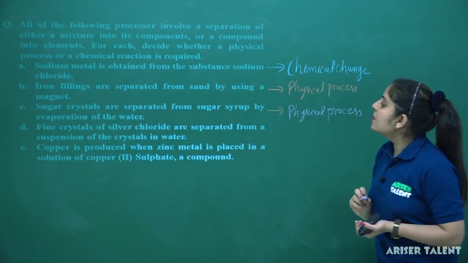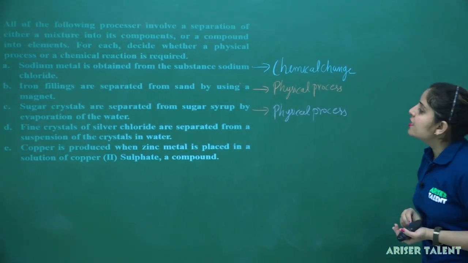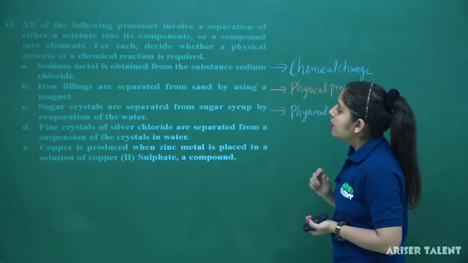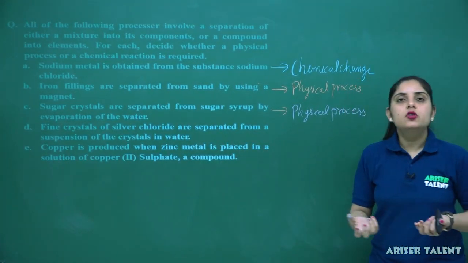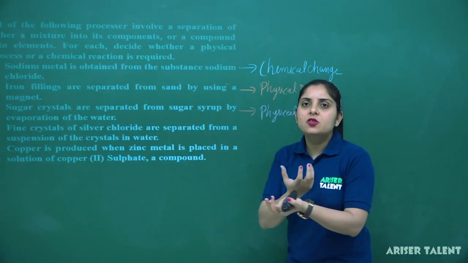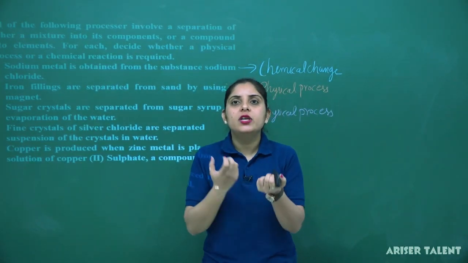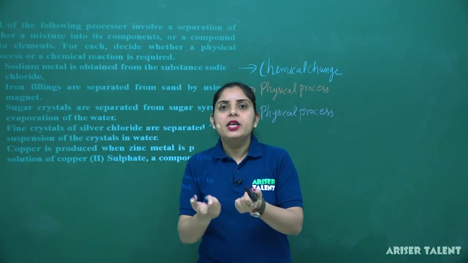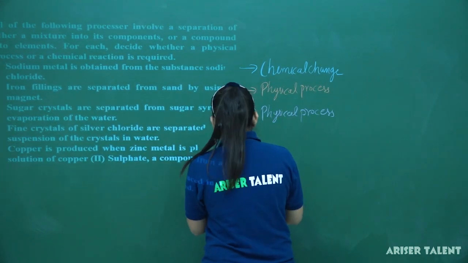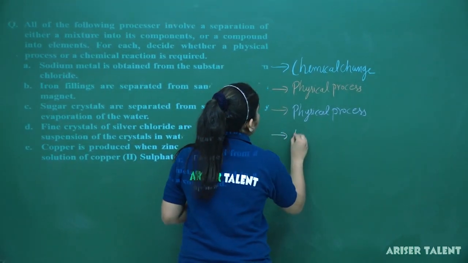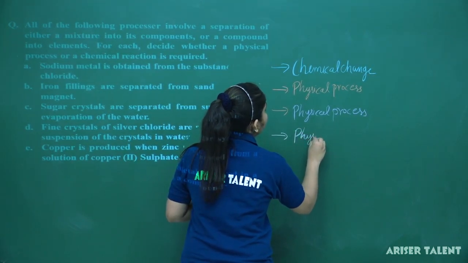Fine crystals of silver chloride are separated from the suspension of the crystals in water. Now, fine crystals of silver chloride are separated. So, if there is a separation, there is no chemical involved and there is no change in the chemical properties of a substance throughout. So, this kind of reaction is again considered in the category of physical processes.